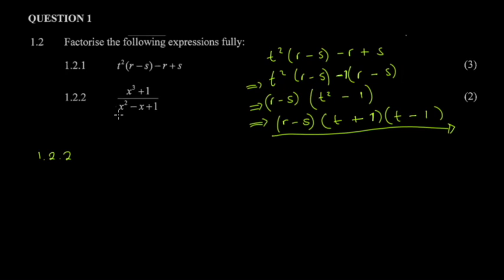Okay, so you're asked to factorize this: x cubed plus 1 divided by x squared minus x plus 1. Your first takeaway here is that normally we would have to factorize these individually, but this bottom term actually doesn't have any factors. In other words, you cannot factorize x squared minus x plus 1. You cannot factorize it.